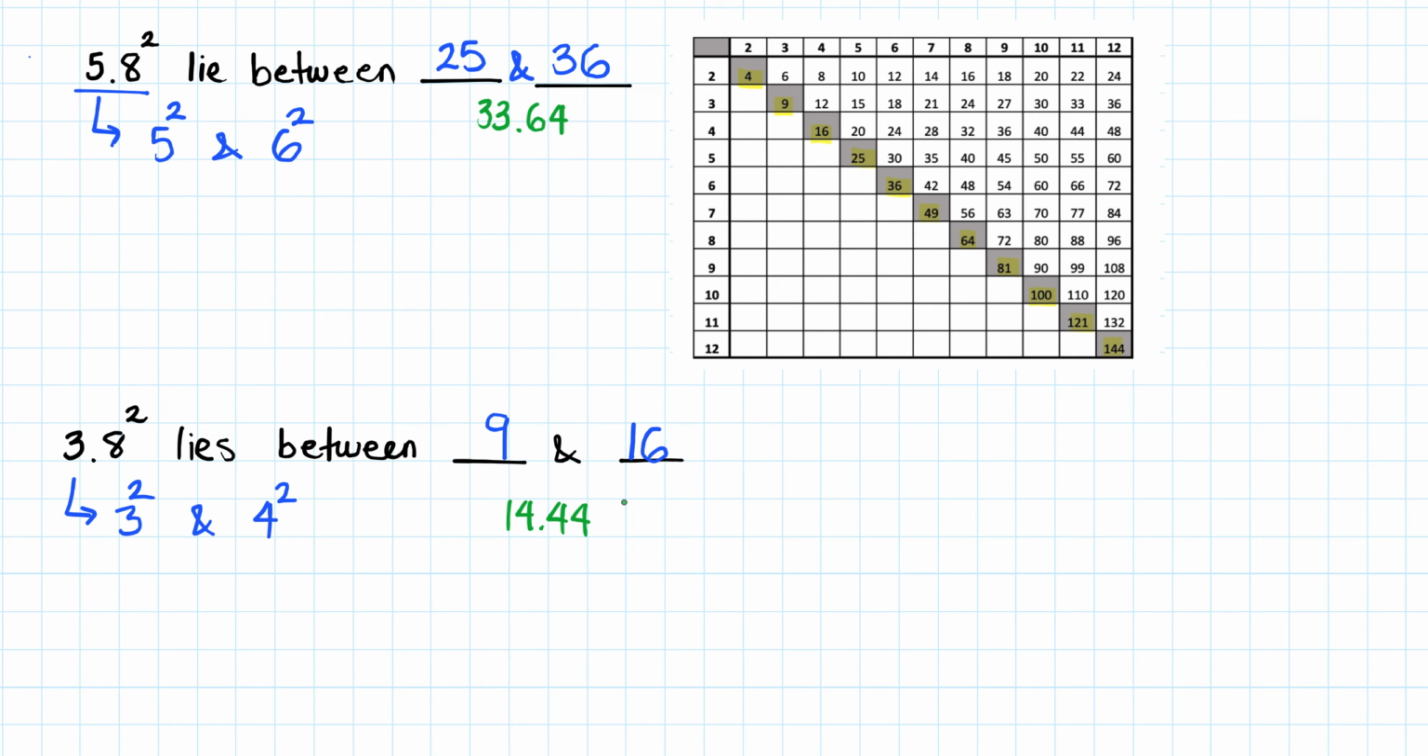Does that make sense? So this is looking at the base of this index. The base is this number here down. This is the index. So the base is between which whole numbers, and then squaring those is going to give me an estimation of where that square number is going to lie. If you have questions about this, please let me know in class.